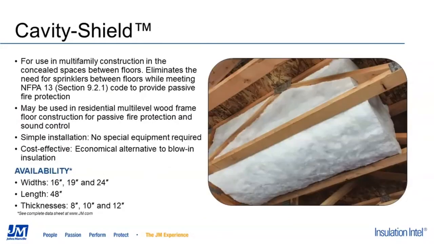Cavity shield, so this is primarily used for multifamily construction. It is essentially the same fiberglass bat as our unfaced offering that we showed on the first slide. It does not have the R value associated with it on the bag. It does have the same thermal and sound properties as any of the standard fiberglass applications, but it's primarily used for eliminating the sprinkler need between floors, and then for sound purposes.